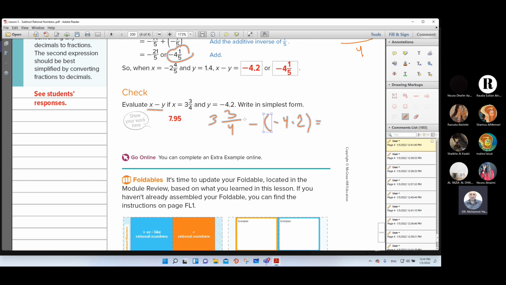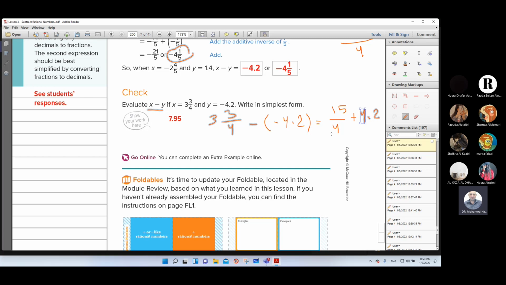Here you can change the mixed number to the decimal, or you can change the decimal to the mixed number. And for me, I will do the first method. I will change the mixed number to the decimal. How? Change the mixed number to the fraction at first. 3 times 4, 12. 12 plus 3 will be 15 over 4. Then minus times minus means plus 4.2.